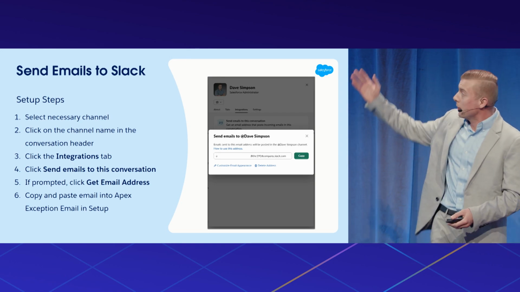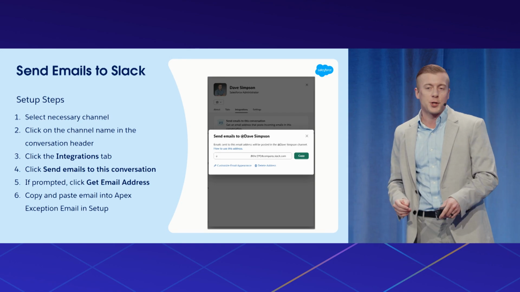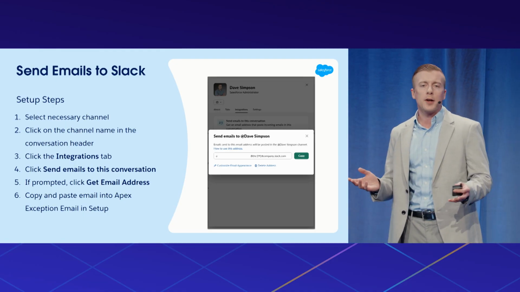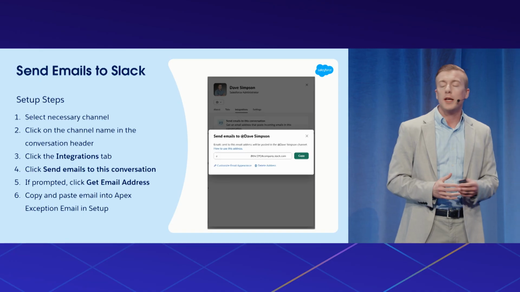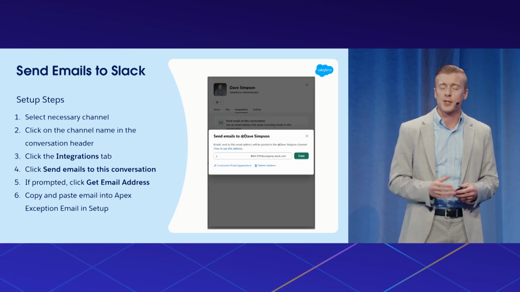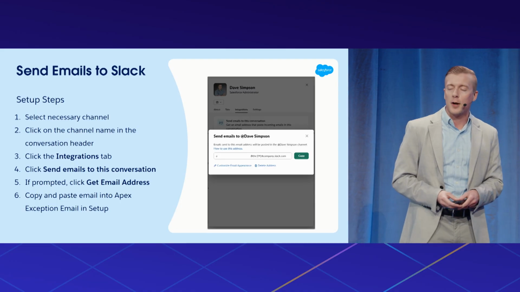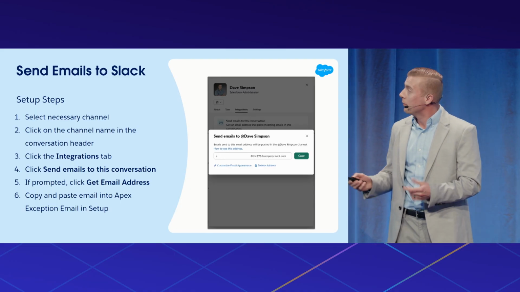And then you'll get this lovely email address. It's a long string of alphanumeric characters followed by your domain. You're then going to copy that email address, and you're going to put it into the Apex exception emails not in Salesforce section. That way, every future flow error will go into Slack. And here's what that looks like.